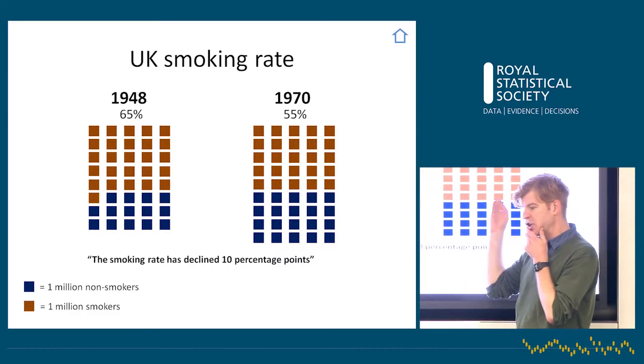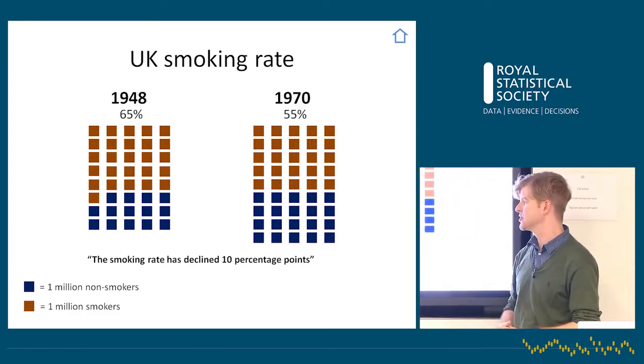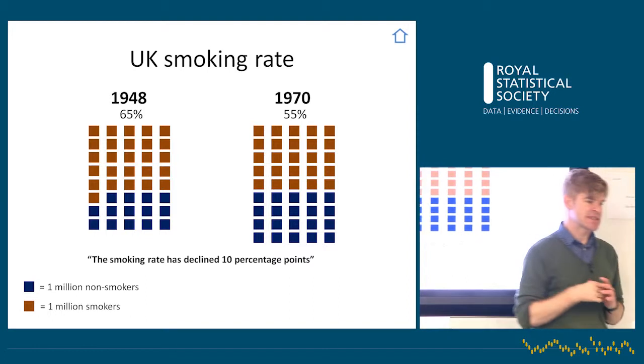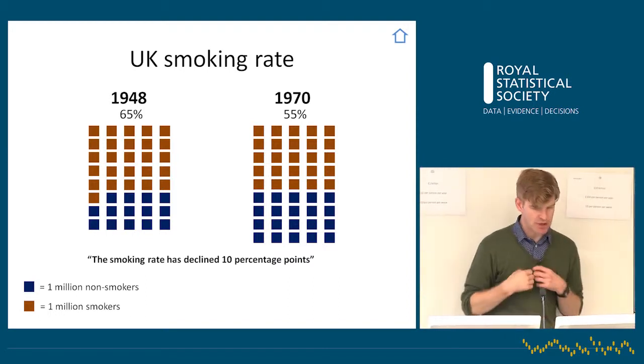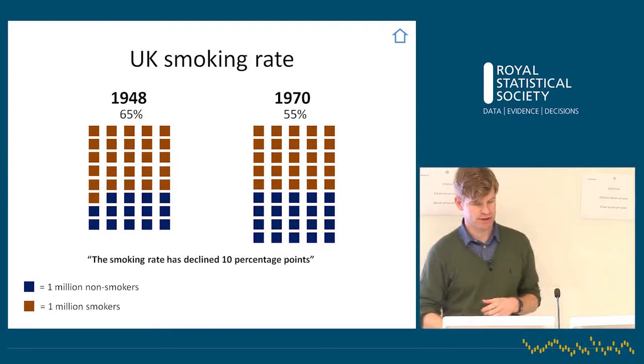Comparing year to year in that way, comparing two percentages, is least ambiguous. It's less ambiguous if we stick to talking about a decline of 10 percentage points.